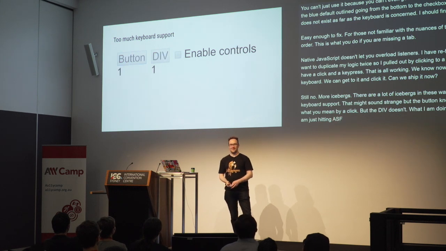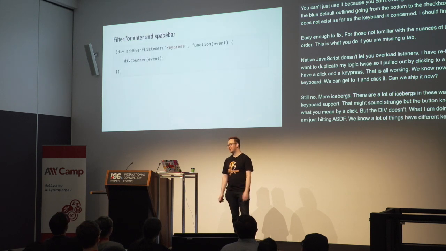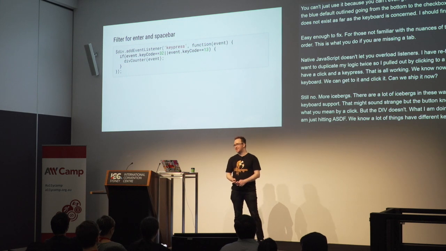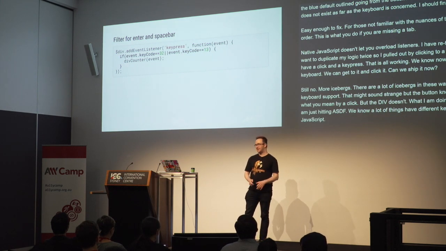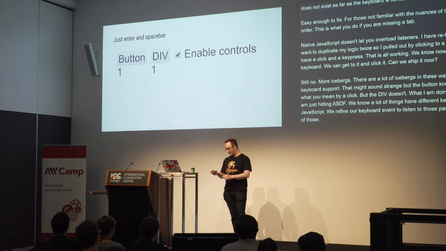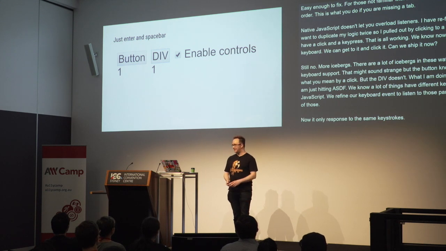We know a lot of things have different keystrokes, and we've got a lot of assistive tech. We don't want to get in the way of these things. Right, so we've got to update our JavaScript. So we refine our keyboard event to listen to those particular keystrokes and only fire for those. So now it only responds to the same keystrokes, which is totally obvious from a GIF, but trust me, this is now just working for enter and spacebar.